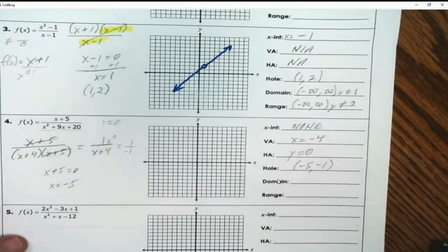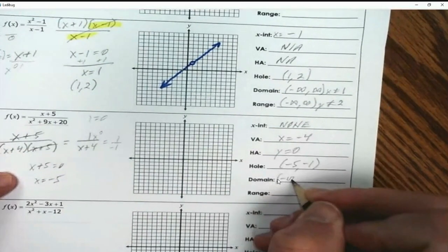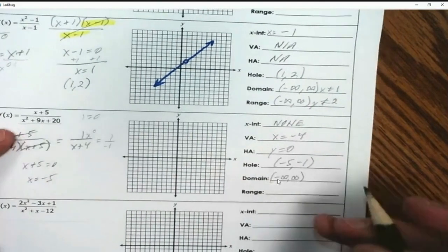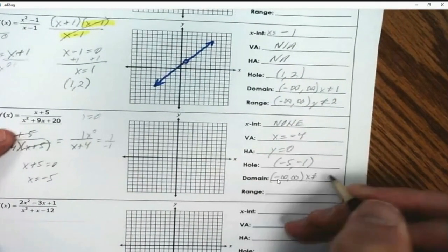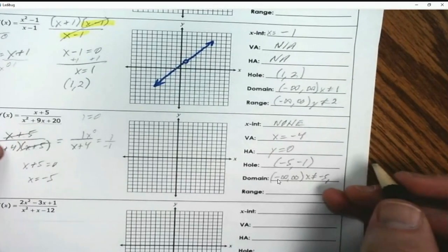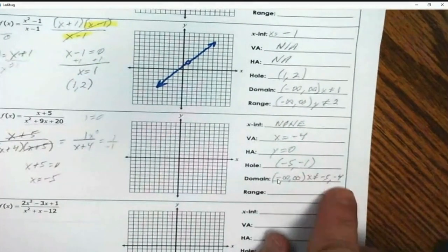What's the domain? Negative infinity to infinity, because when we graph it, it's going to go both ways, except x cannot be negative 5 or negative 4. So we have 2. Can't be negative 5, can't be negative 4.